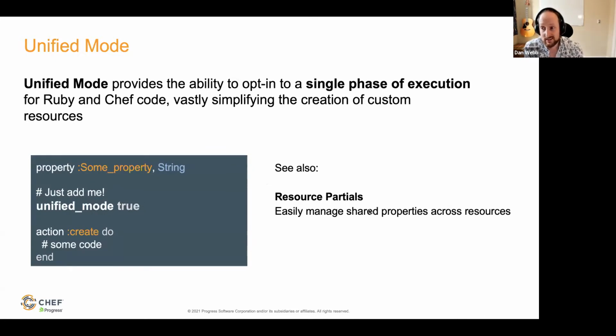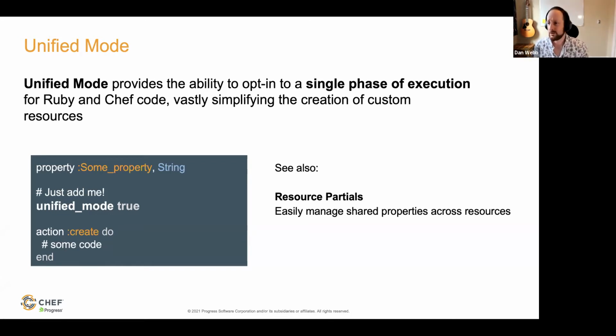And as this slide says, it's really simple to enable this. You just put unified mode true in your custom resource, and that enables unified mode. If you want to stick for now with the non-unified mode, you can just put unified mode false, and that will stick with the old behavior. Bearing in mind, in Chef 18, this will become the default behavior. Unified mode will be true by default.